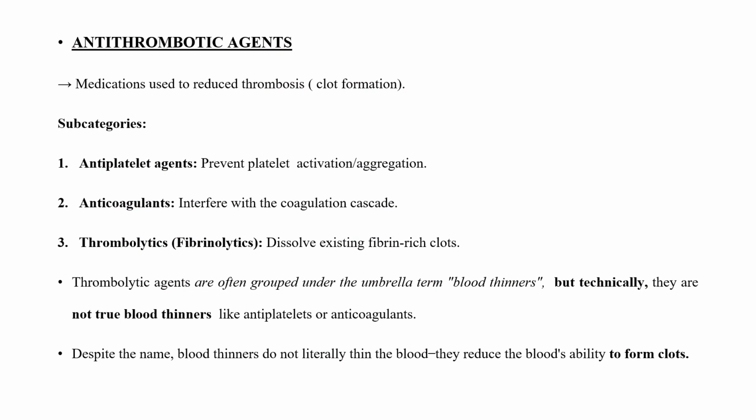Antithrombotic agents are divided into three main classes. First, antiplatelet agents, which prevent platelets from clumping together. Second, anticoagulants, which interfere with the clotting cascade to prevent fibrin clot formation. And third, thrombolytics, which actively dissolve existing clots. Each of these classes plays a distinct role depending on the clinical scenario.